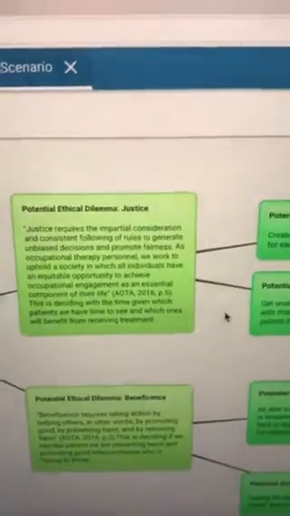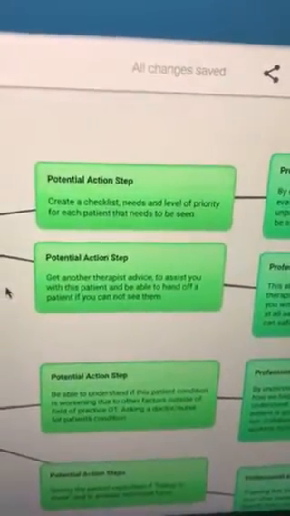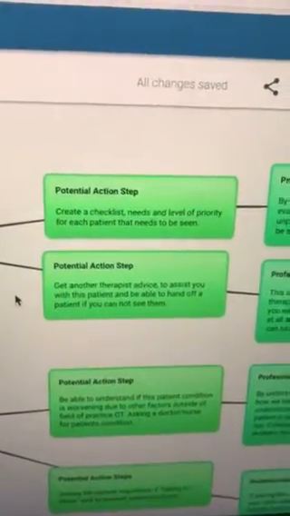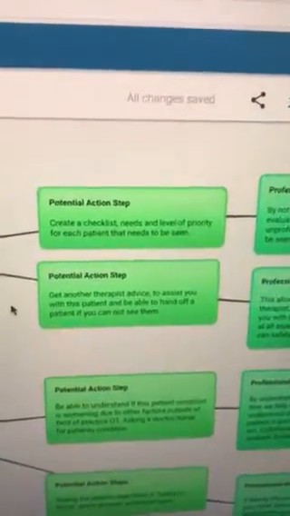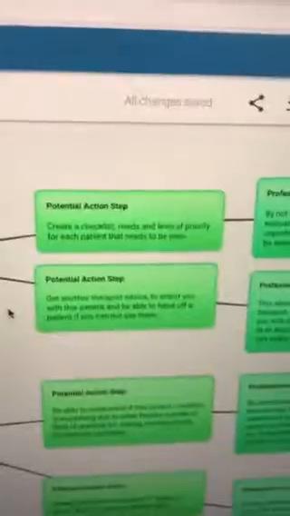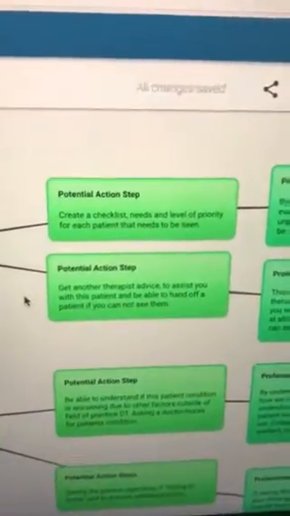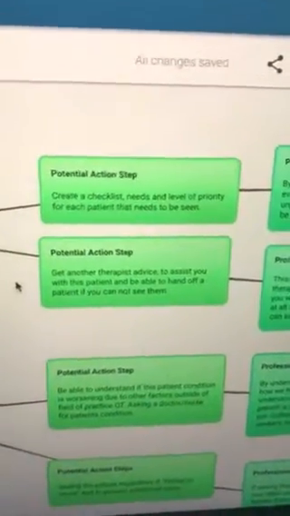My action steps are to create a checklist of needs and level of priority for each patient who needs to be seen. By doing this, we can see what our patients need. If we haven't seen a patient in a couple of days, they're our first priority. Maybe another patient is the second priority because they were seen yesterday, and so on.